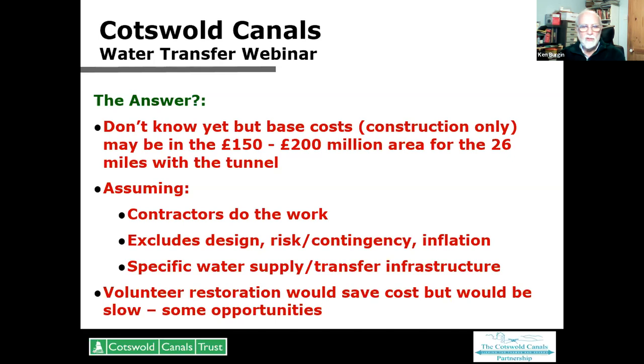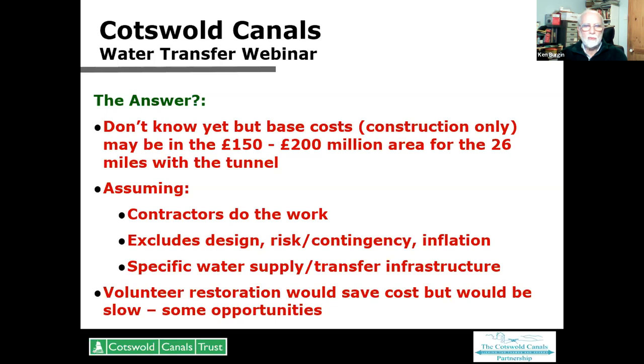So we've suggested that the amount of time they were assuming can't be right, because unlike the original canal builders, there's nothing to stop you doing this all in parallel and working on long lengths of it simultaneously. You don't have to start at one end and work your way through.